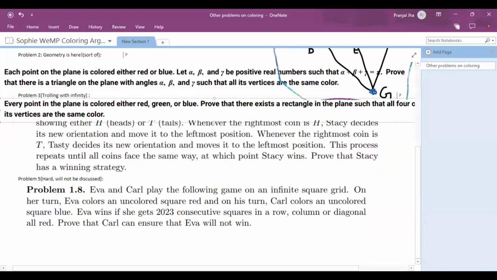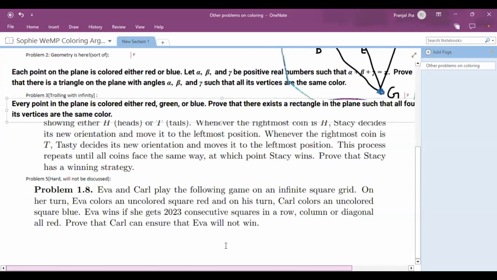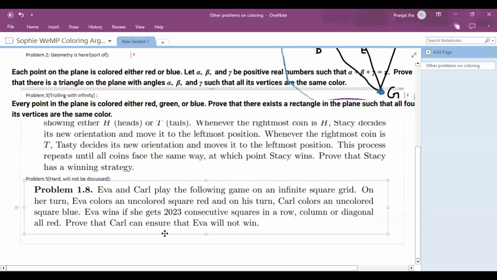The third problem is actually pretty easy. It has a bit of a red herring.